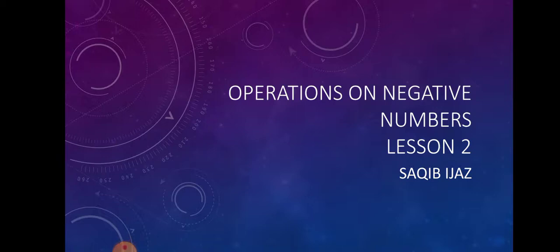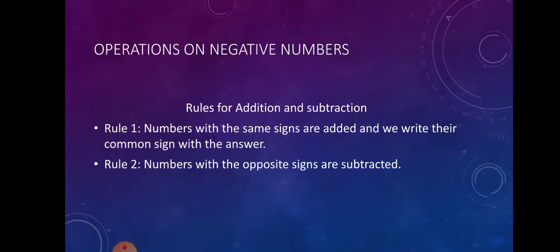You know that in the previous lesson, we learned how to add and subtract negative numbers, and how to handle the signs when we multiply negative numbers. So let's begin with today's lesson. Before we move on, let's go for a recap of our last lesson, the rules on addition, subtraction, multiplication, and division.